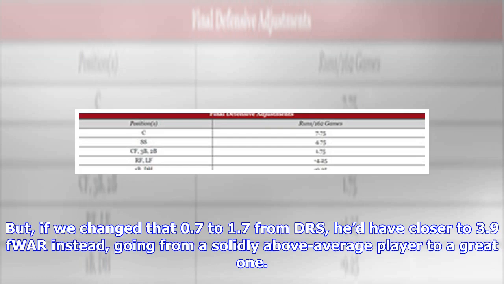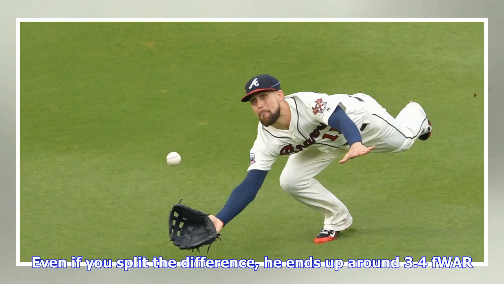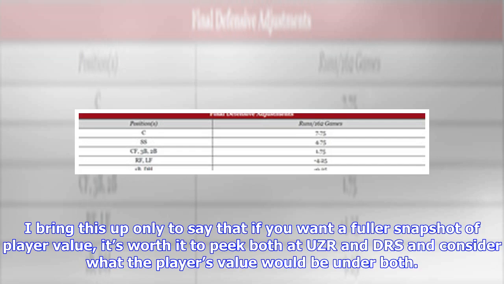But if we changed that 0.7 to 1.7 from DRS, he'd have closer to 3.9 F4 instead, going from a solidly above average player to a great one. Even if you split the difference, he ends up around 3.4 F4. I bring this up only to say that if you want a fuller snapshot of player value, it's worth it to peek at both UZR and DRS and consider what the player's value would be under both.